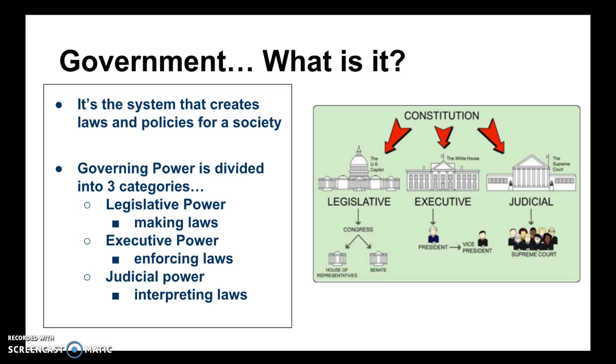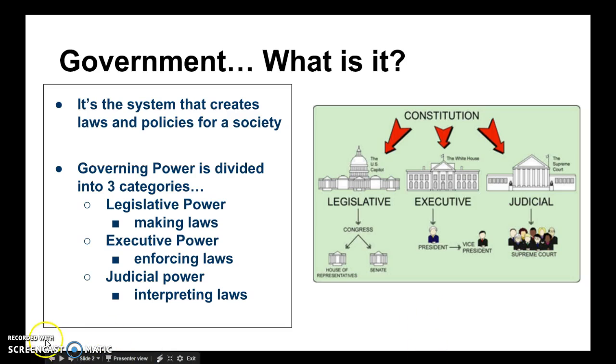Executive power is the power to enforce those laws, actually make those laws happen, make them have effect in real life. And judicial power is the power to interpret laws. This means applying the laws the way that they're written to real life situations and to circumstances that people find themselves in.